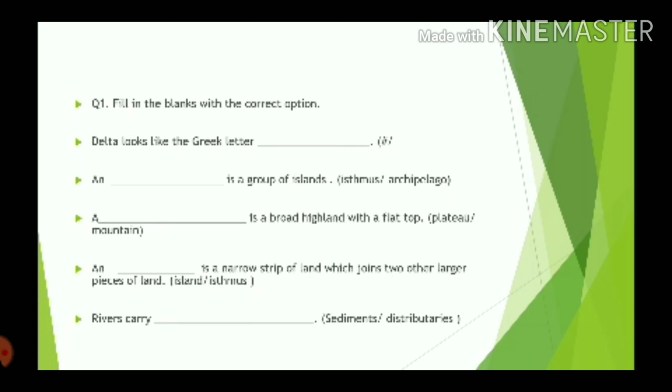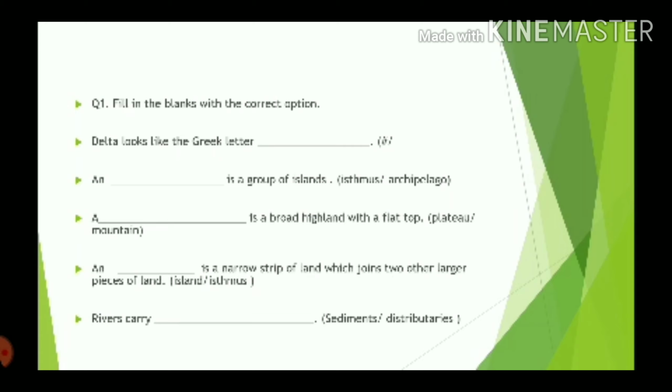Dash is a group of islands. Isthmus? No. It is a narrow strip of land connecting the two larger pieces of land. So the answer is no. This is not the correct answer. Next option is archipelago. So this is the name of a group of islands.